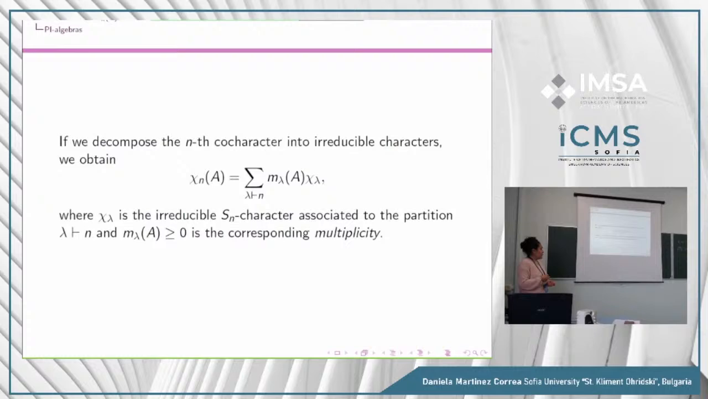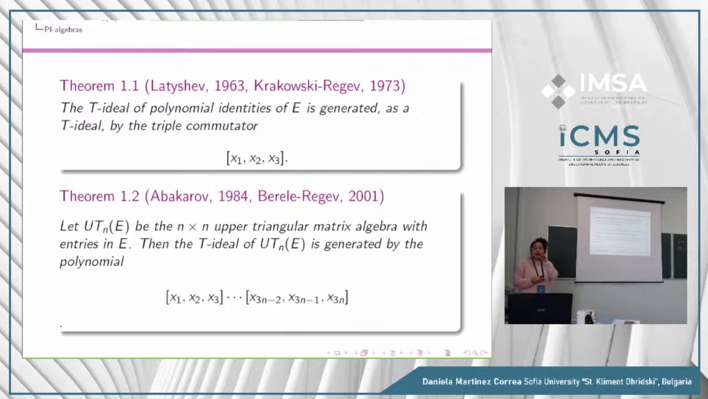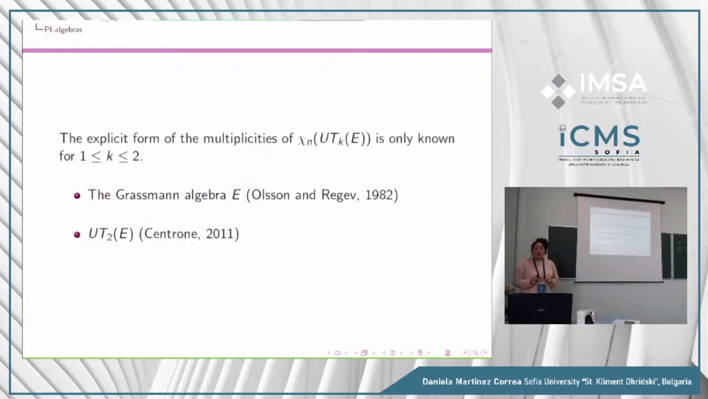Okay, so in the beginning, I talked about the Grassmann algebra, so we already know that this algebra is a PI algebra. Okay, we are going to consider the algebra of the n times m upper triangular matrices. Okay? So the explicit form of these multiplicities is known when k is equal to 1 or k is equal to 2.